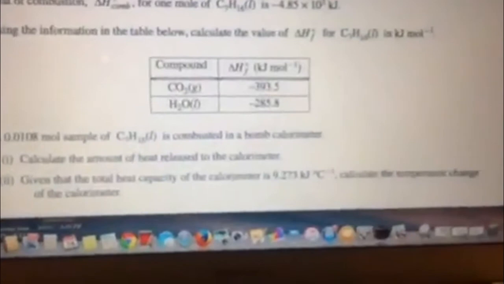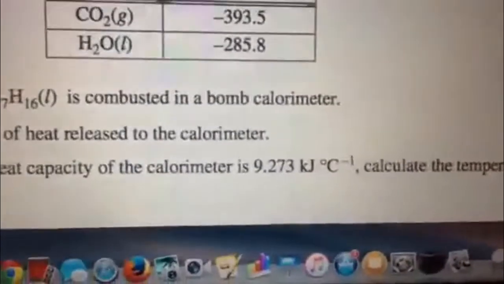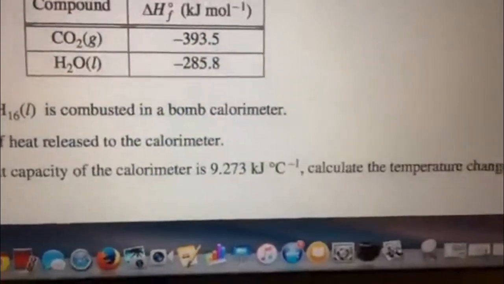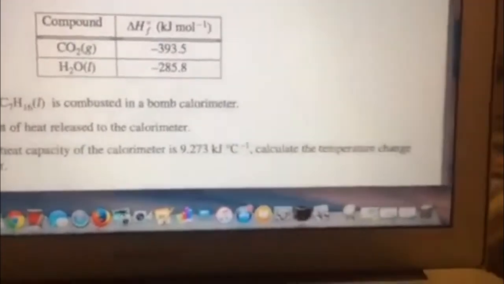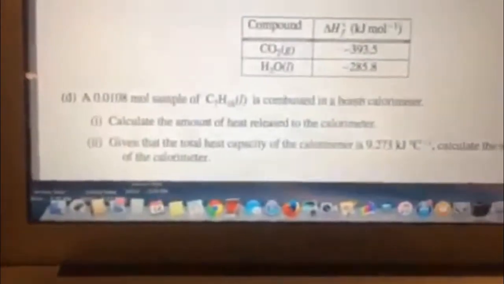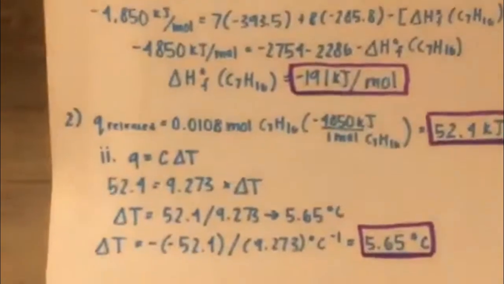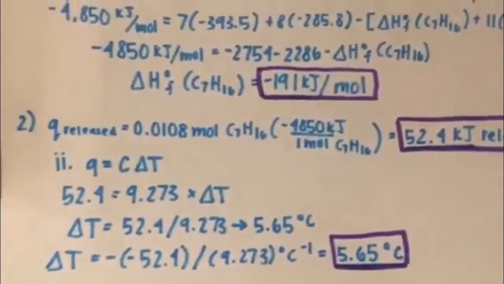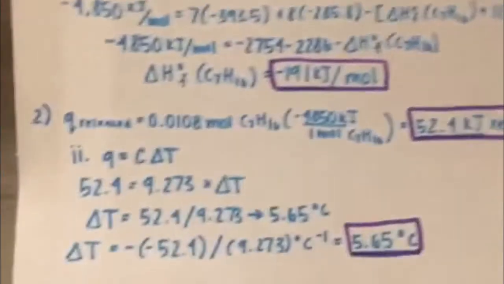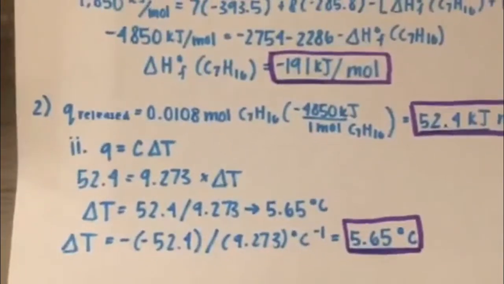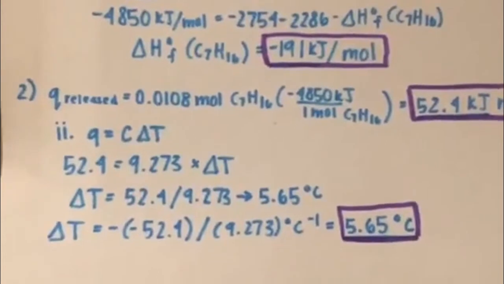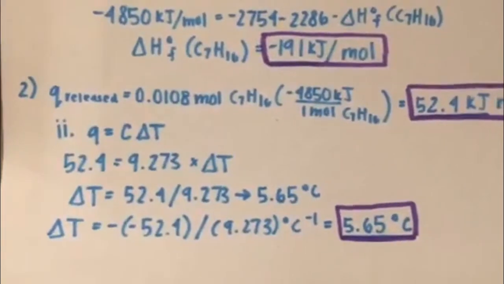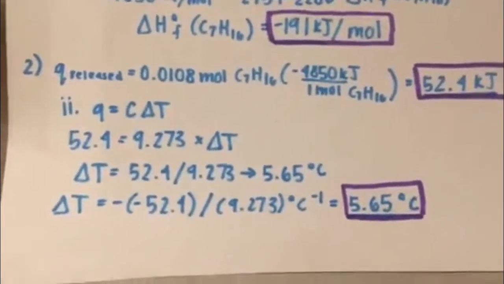For part 2, you are given the total heat capacity of the calorimeter, which is 9.273 kilojoules per degree Celsius. Calculate the temperature change of the calorimeter. To solve for this, use the equation Q equals C delta T. Q is 52.4 for what you just solved for, and that's equal to C delta T, and C is given to you, which is 9.273 times the unknown of delta T.